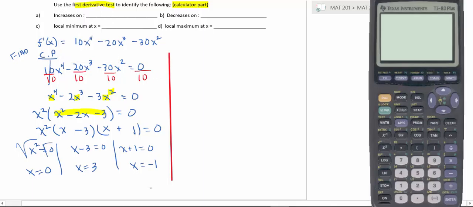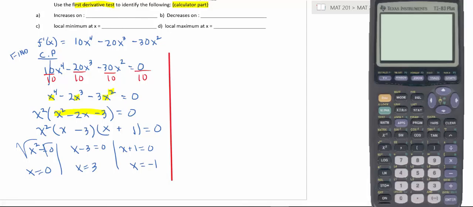Okay, so now we got to go to a sign chart. If I'm asking you to do the first derivative test, you got to do a sign chart. If you don't do a sign chart, you don't get any credit for the problem, period. You can check on your calculator when you're done, and you can use your calculator to check things. But the point of this is, do you know what I mean by the first derivative test?